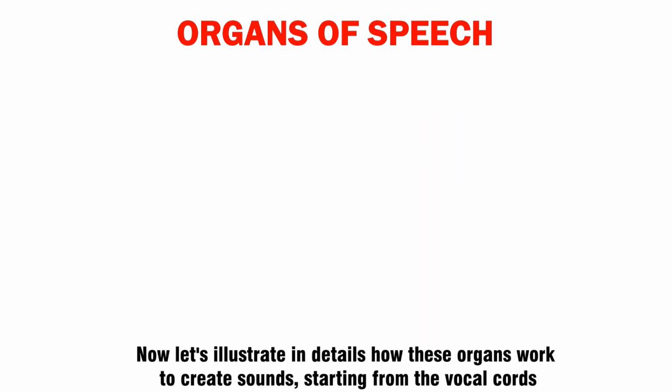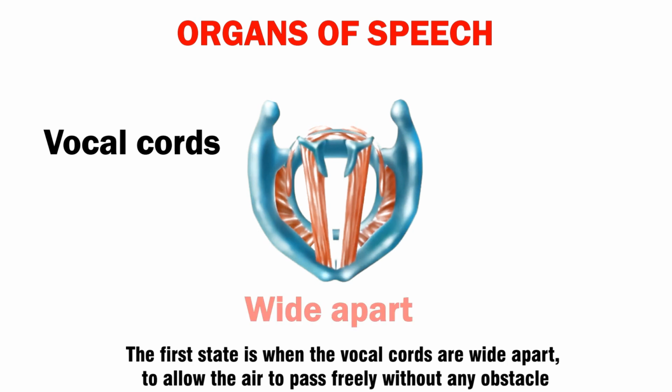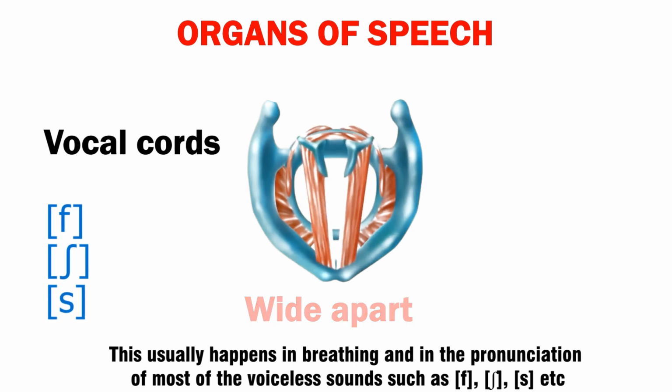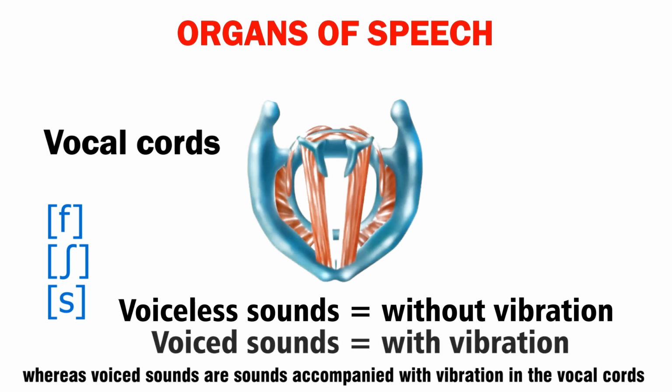Now let's illustrate in detail how these organs work to create sounds, starting from the vocal cords. The vocal cords, which are two bands of smooth tissue inside the larynx, can take up four main states. The first state is when the vocal cords are wide apart, to allow the air to pass freely without any obstacle. This usually happens in breathing and in the pronunciation of most of the voiceless sounds, such as f, sh, s, and so on. Voiceless or unvoiced sounds are those sounds which are produced without vibration in the vocal cords, whereas voiced sounds are sounds accompanied with vibration in the vocal cords.